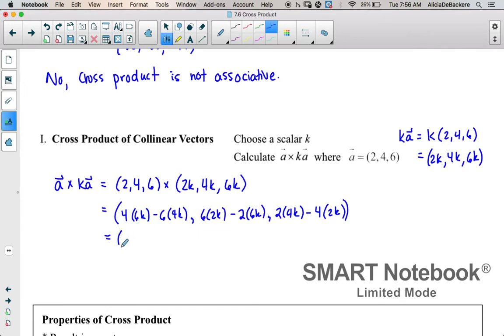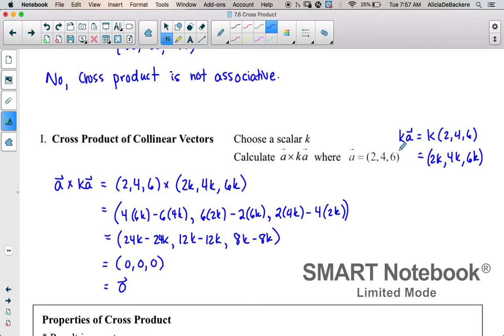So you might notice here that I've got 24k minus 24k. And then I've got 12k minus 12k. And then I've got 8k minus 8k. And all of those are going to come out to 0. So this is a special property here. I've gotten the 0 vector when I did a crossed with a scalar multiple of k.